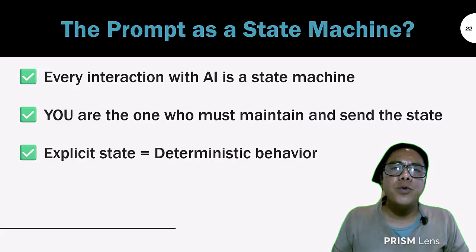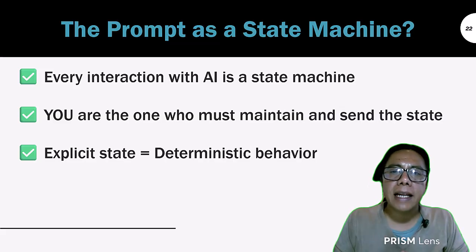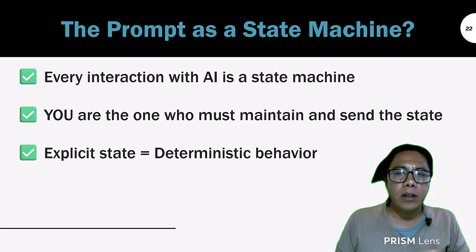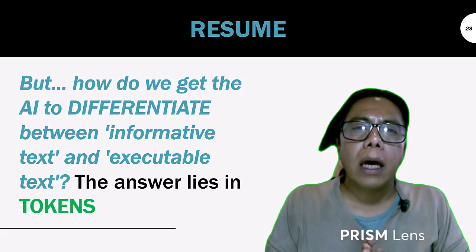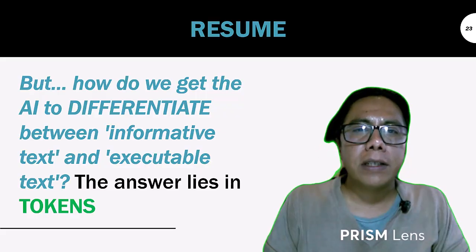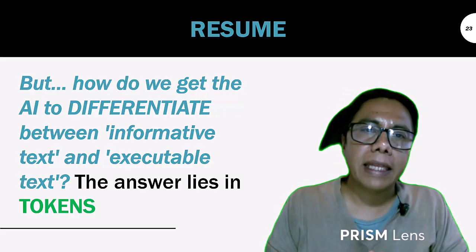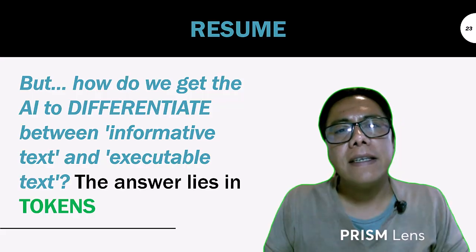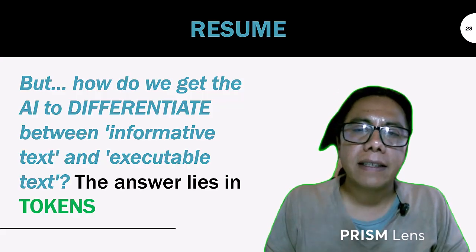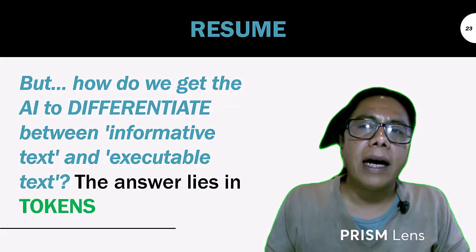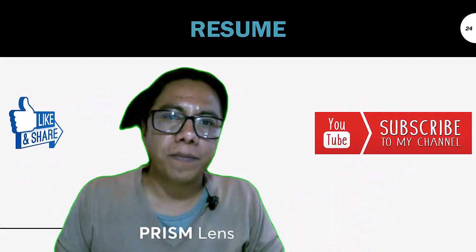Now that you understand that a prompt is state plus role, the next class will reveal the deep secret, the difference between normal tokens and atomic tokens. But how do you get the artificial intelligence to differentiate between informative text and executable text? The answer lies in tokens. In the next class, we differentiate between a normal token and an atomic token.